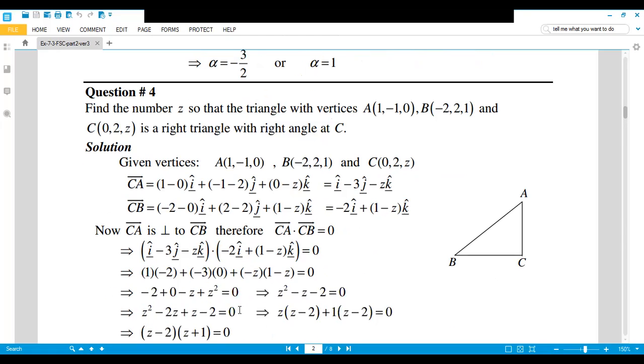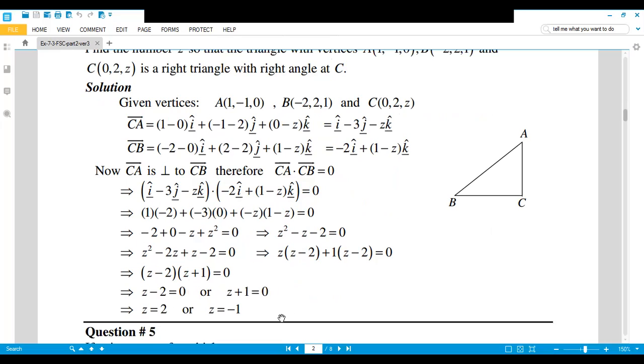So we take the dot product. i multiplied with i is equal to 1. 1 into minus 2, minus 3 into 0 because j is not given, and minus z into 1 minus z equals 0. So we solve: minus 2, 0, minus z plus z square. So we get z square minus z minus 2. So we factorize it. When we factorize, we get the values of z: 2 and minus 1.